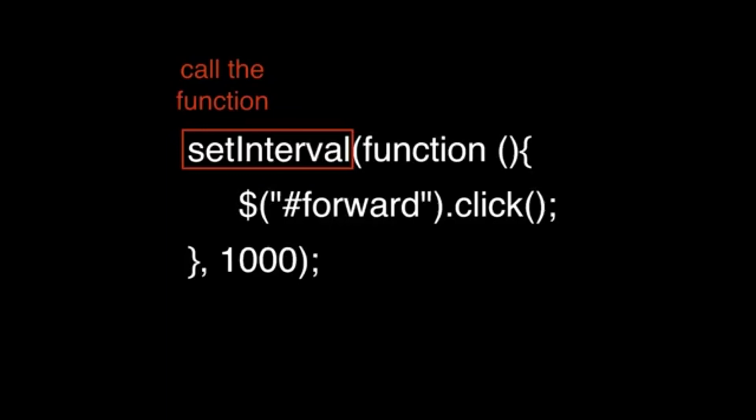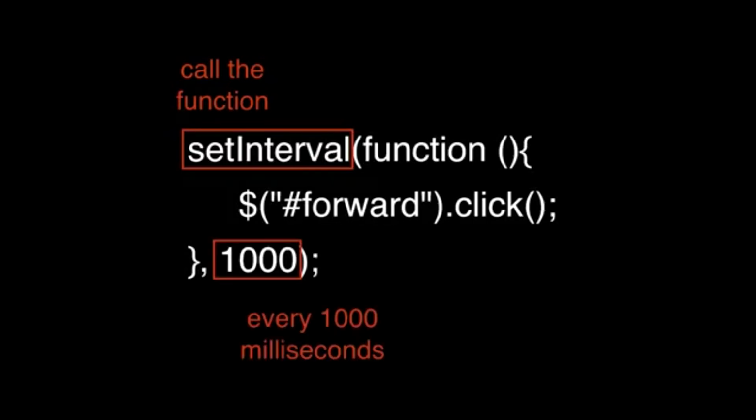You make a decision about how often you want to call it. So it's calling this function I'm passing in. The function is just calling forward.click, so it's virtually clicking on the forward button. And then it's got another argument, which is this number 1000. That means I want it to click every 1000 milliseconds, which is actually a second.